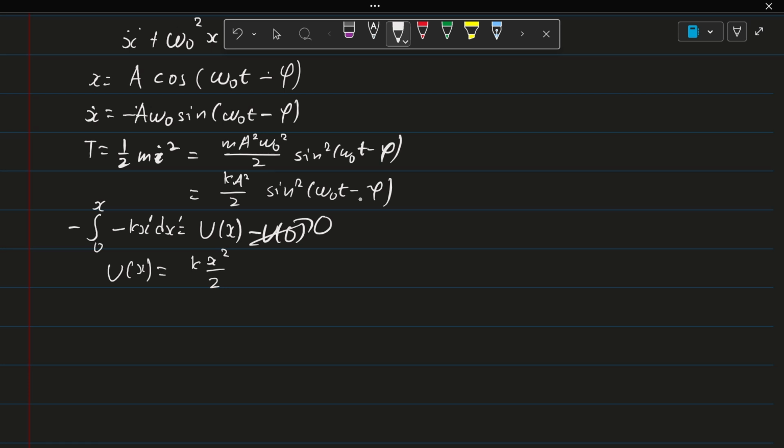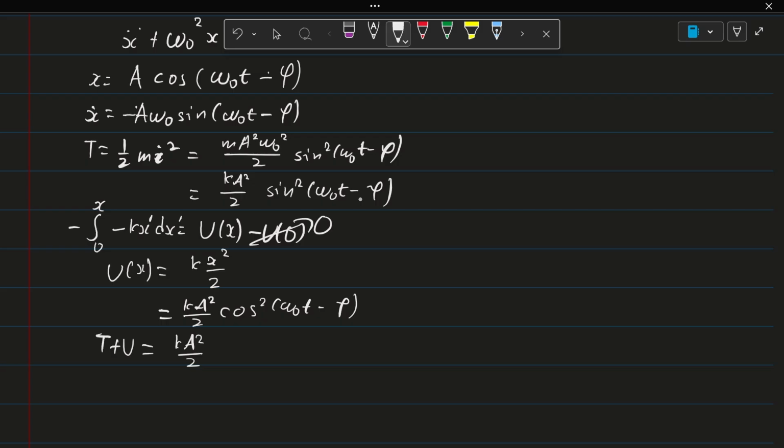And so this is the potential energy in general for any type of spring or anything which has this linear force. So we could plug in what the x is. So this would be ka squared over 2 of cosine squared omega 0 t minus phi. Now asking about the total energy, you could just sum them both up. The kinetic energy plus the potential energy, you would get that this would just be ka squared over 2.